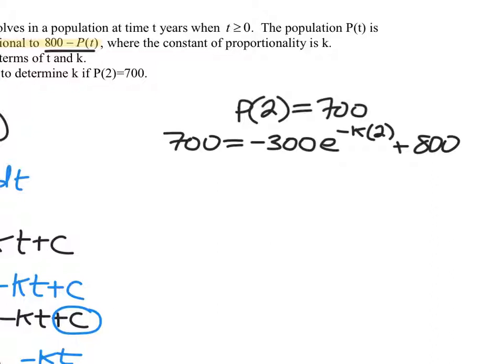I could subtract the 800. All right? As many mental steps as you can do is preferred. Because at some point you got to be thinking time. So e to the negative 2k is what I'm looking to get alone. And we'll worry about what that amounts to in a couple of minutes. I'm subtracting 800 from 700. What does that give me? Negative 100. I'm going to divide negative 100 by negative 300. What does that give me? 1/3.